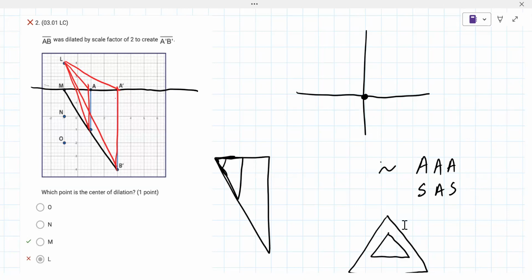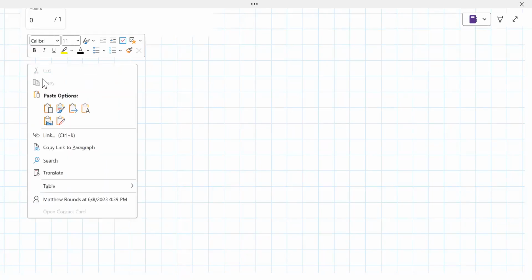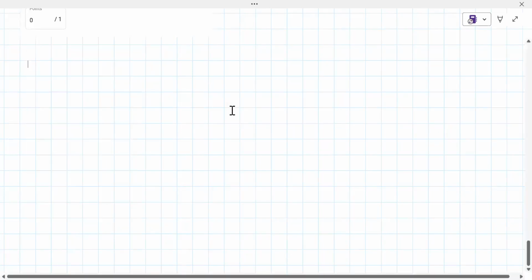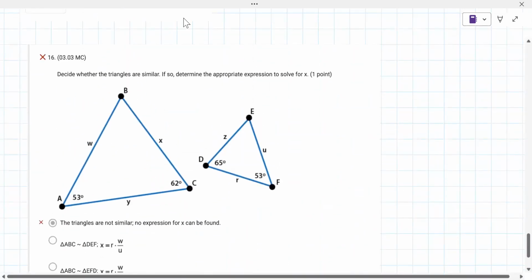So this is another question. I was kind of questioning how to do this one. It should be in the chat now. There it is. Right, so let's take a look here. Okay, are the triangles similar?